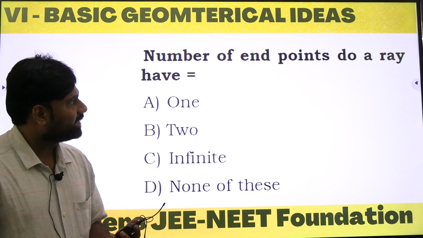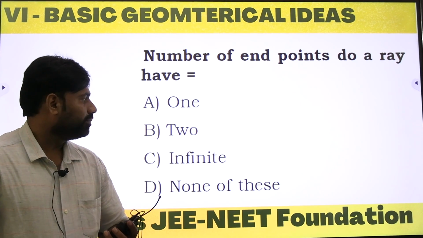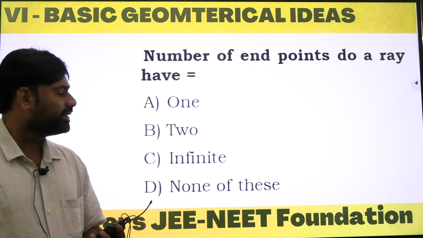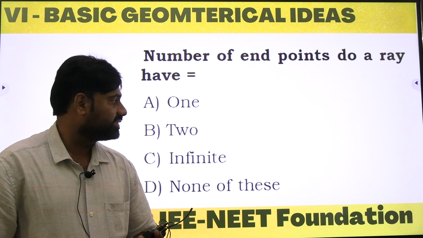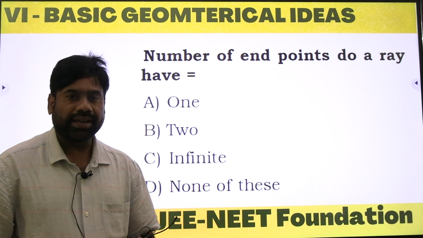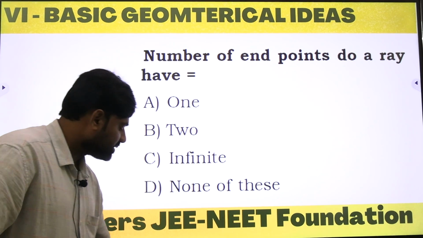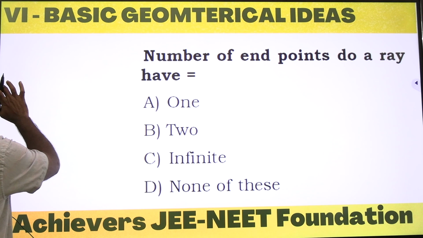Number of end points does a ray have? What is meant by ray? A ray can be defined on the basis of a line segment. Again, what is meant by line segment? If A and B are any 2 points, then the straight path between the 2 points A and B is called line segment AB.